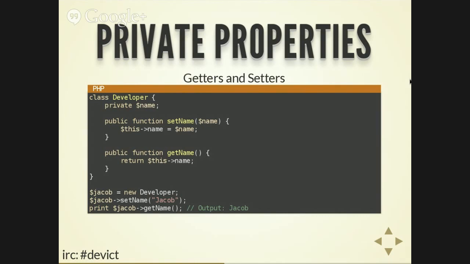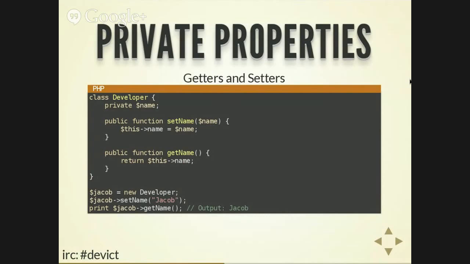Typically they follow this pattern, where if my property is called name, I'm going to have a function called getName and a function called setName. SetName accepts a variable and sets it on this object, and my getter just returns the value. So now when I make Jacob a new developer, if I try to just say Jacob name equals Seth, it would say no, that's private, you can't do that. But if I say Jacob setName to Seth, okay, that's fine. If I want to print Jacob getName, that works fine.